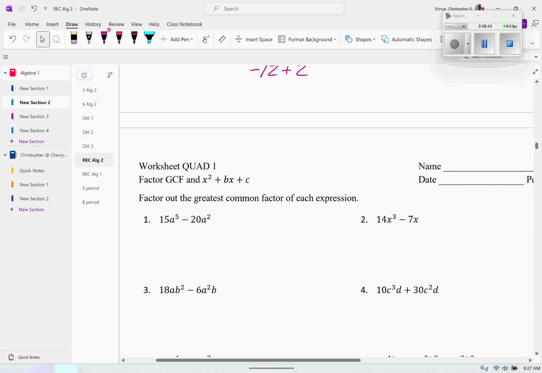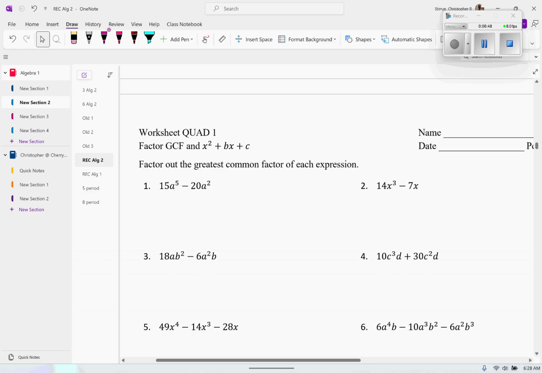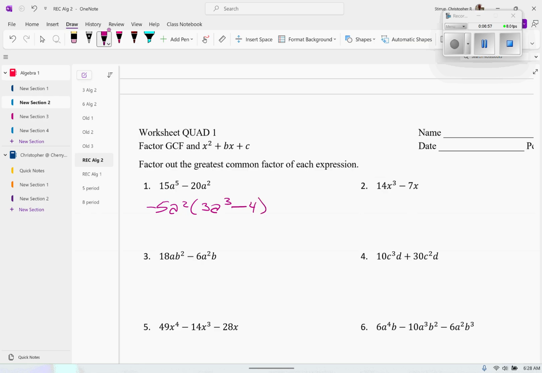All right, let's just real quick work these. This will be your homework, but we're going to work it out pretty quickly so you have that opportunity to double check. So if I factor a 5a squared out of both, that's going to leave me 3a to the third minus 4. If I factor a 7x out of both of these, that's going to give me 2x squared minus 1. If I factor a 2a and a b out, I'm left with 9b minus 3a, and that's all done.